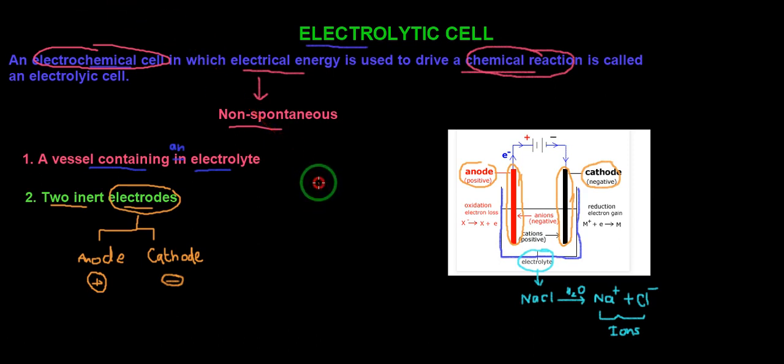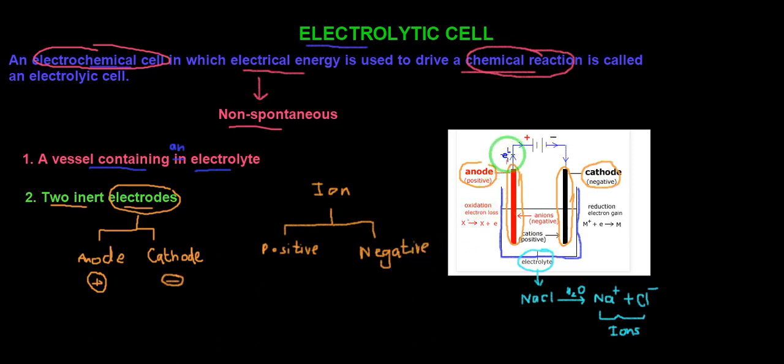Now we will discuss ions. What is an ion? An ion is any charged species. It may be a positive ion or it may be a negative ion. For example, we have sodium chloride. Once it is dissolved in water, it is split up into sodium positive ion and chloride negative ion. So we have two types of ions.